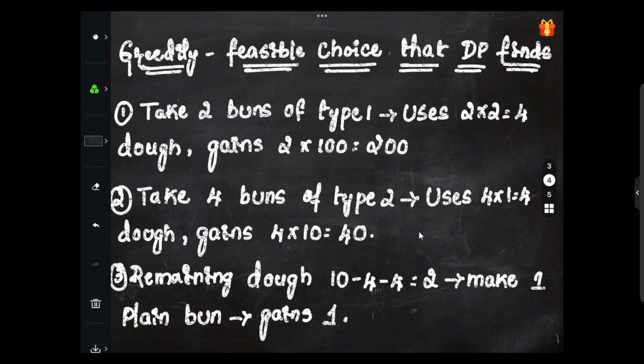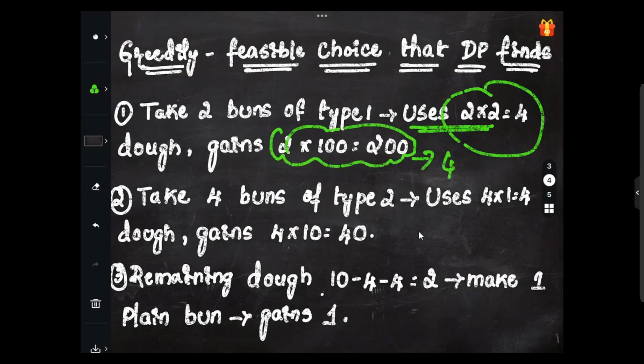So let's move on with the next main point. We'll be going with a greedy approach. Basically we'll be going greedily, and we'll check whether it is the greedily feasible choice that DP finds. So let's see the same. First we will take 2 buns of type 1, which uses 2 into 2, according to the input, nothing but 4 dough. So this consists of 4 dough, which gains 2 into 100, which leads to 200.